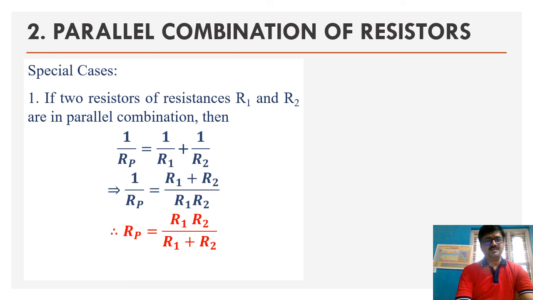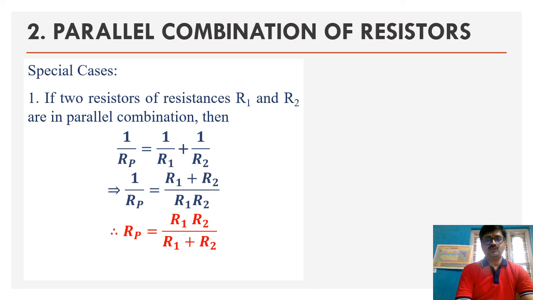So my friends, this particular expression that we have derived here, you can use directly in problems. Instead of writing this equation every time, say 1 by RP is equal to 1 by R1 plus 1 by R2, suppose if you have two resistors given in the problem, under that situation directly you can apply the equation that we have derived. I suppose this can save a lot of time, is it not? So directly we'll get equivalent resistance in parallel combination. So this is special case number 1 for you, my friends. I hope it is clear.